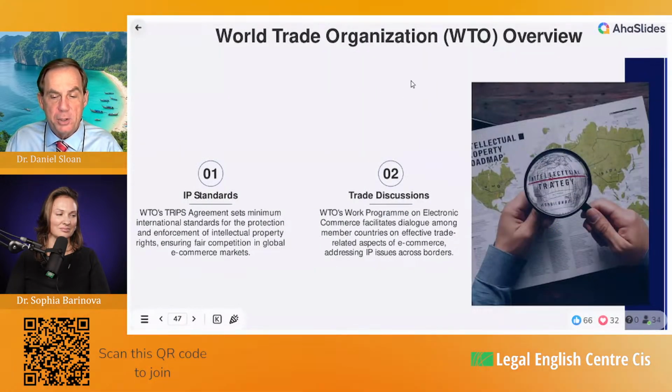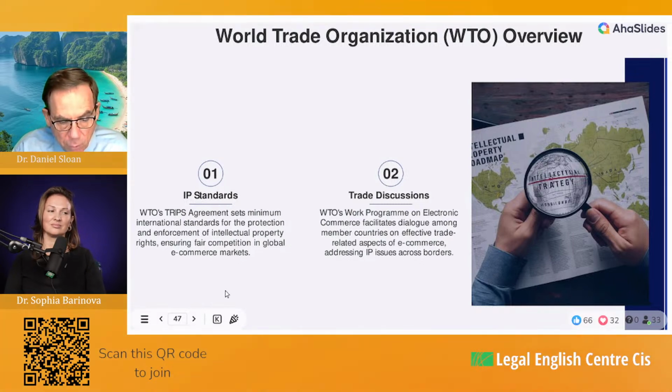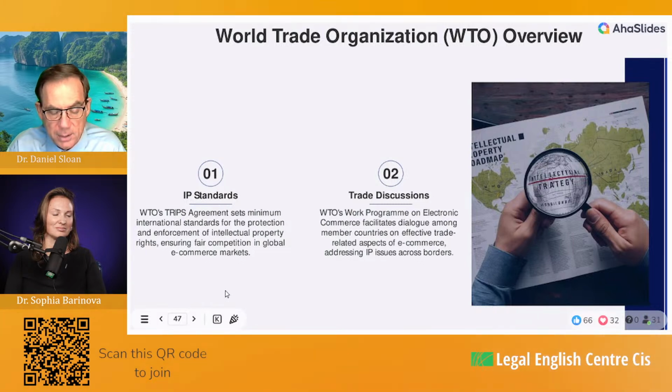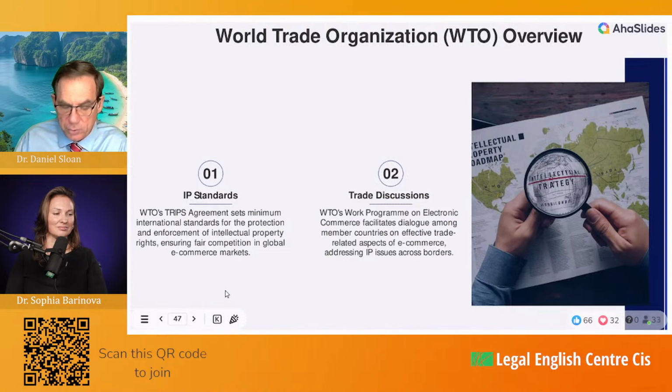The World Trade Organization, WTO, has some IP standards. The WTO's TRIPS agreement sets minimum international standards for the protection and enforcement of intellectual property rights, ensuring fair competition in global e-commerce markets. So even the WTO has an impact on the IP laws. The WTO's work program in electronic commerce facilitates dialogue among member countries on effective trade-related aspects of e-commerce, addressing IP issues across borders, trade discussions.